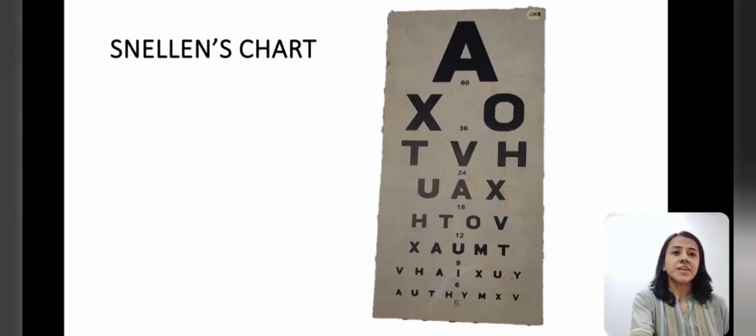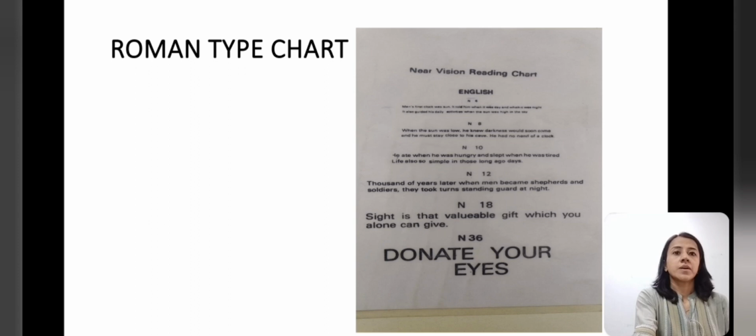This is Snellen's chart. It is used for the measurement of visual acuity for distant vision. This is the Roman type chart. It is used for the measurement of visual acuity for near vision.